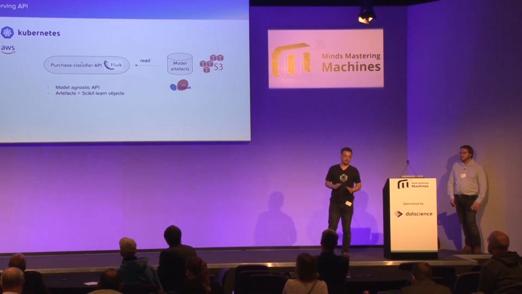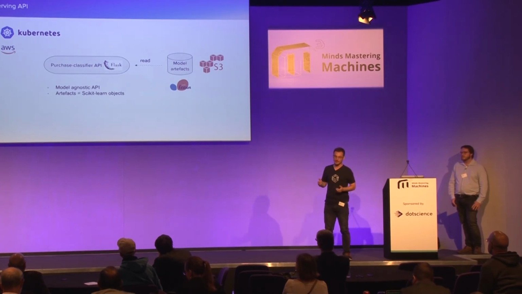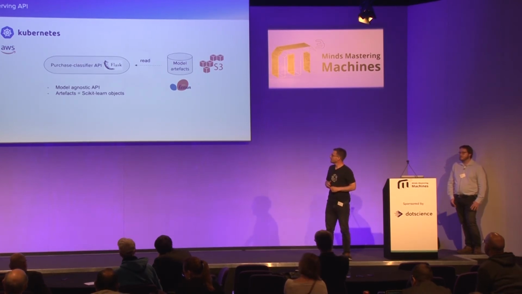At TrueLayer, we run Kubernetes on AWS. And as such, we created a serving API, a Flask API, to serve the predictions of our purchase classifier. It is totally agnostic from the model itself, except for the fact that it has to be in scikit-learn, which is a good constraint to have.